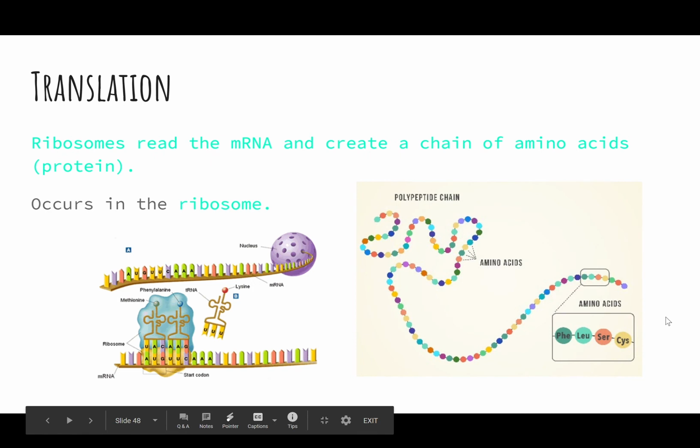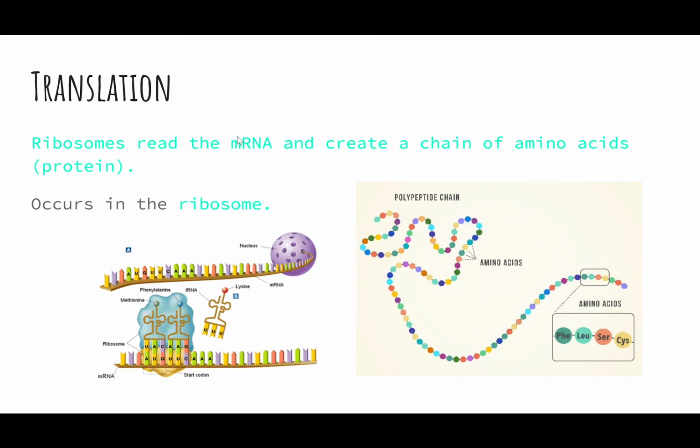So in translation, ultimately what happens is we have a ribosome, it reads the mRNA, the messenger RNA, and it's going to create a chain of amino acids. The amino acids are the building blocks for the protein, which is our end goal here. And it's going to happen right in the ribosome, so we could be out in the cytoplasm, or we could be on the endoplasmic reticulum.